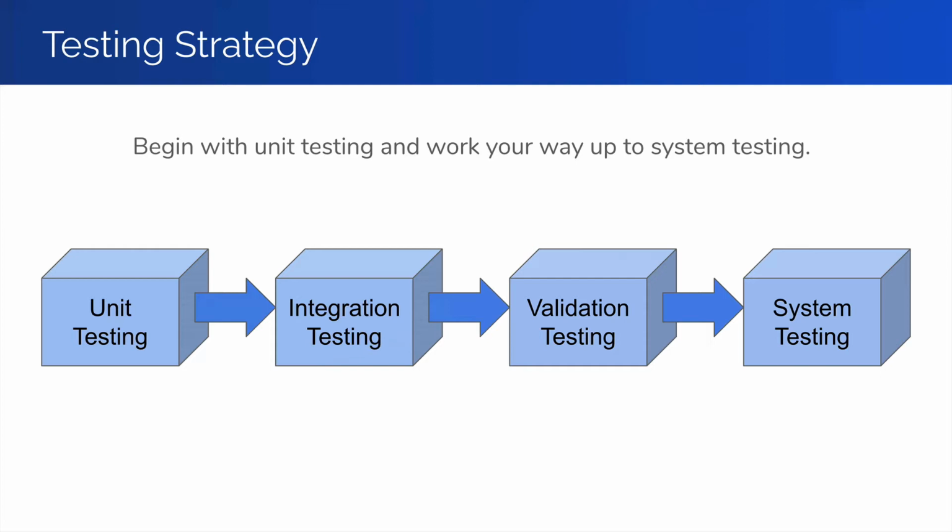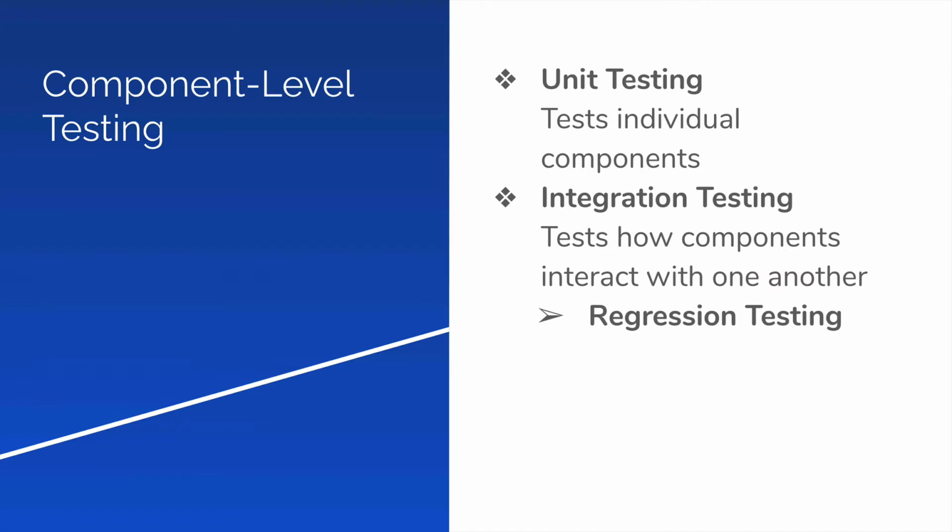Validation tests are acceptance tests, and they involve the customer. System testing takes on many forms, but they all test the system as a whole. As we mentioned, unit testing involves individual components, and integration testing tests how components interact with one another. A special category of integration testing is regression testing.